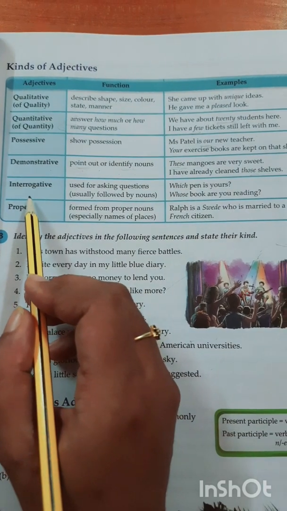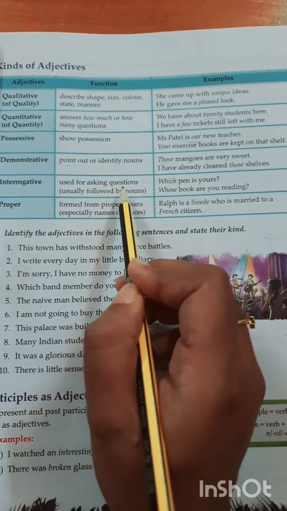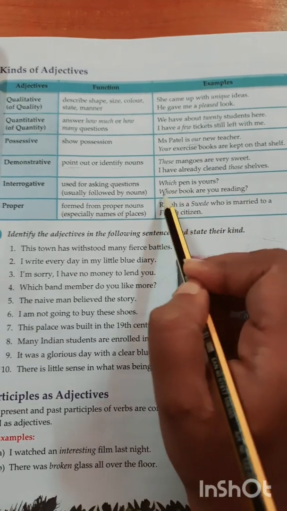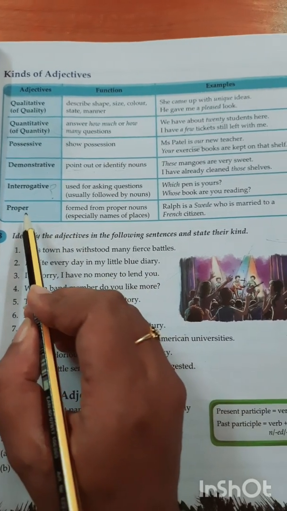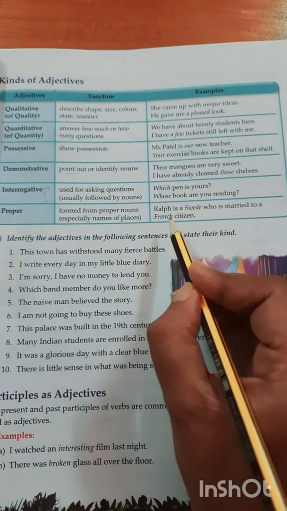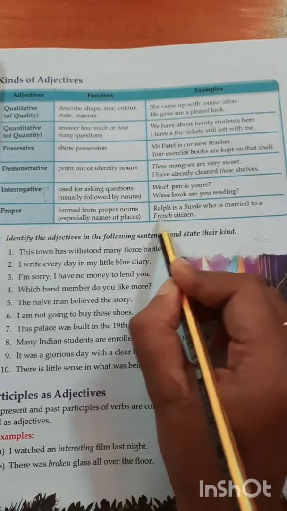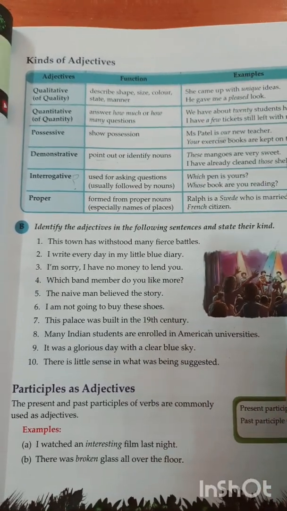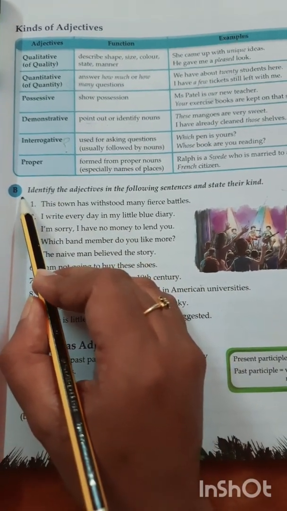Next one, interrogative, which means used for asking questions. Which pen is yours? Which. Whose book are you reading? Whose. Interrogative means questions. And then proper, formed from proper nouns. For example, Swedish from Sweden, French from France, Indian from India. Now, do you understand what the kinds of adjectives are?